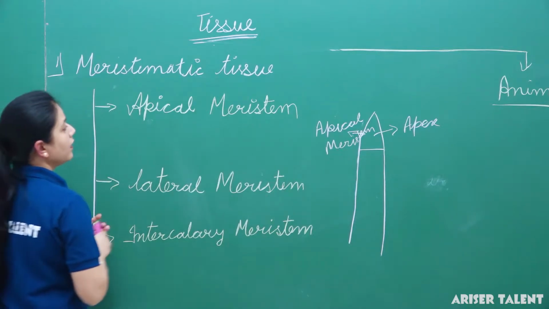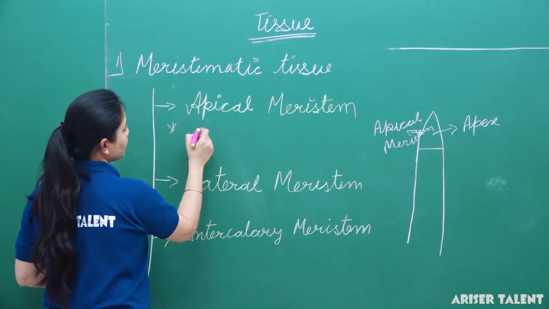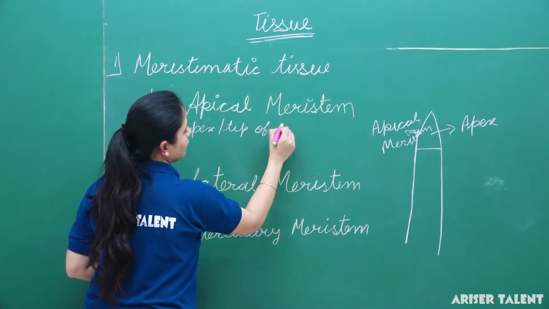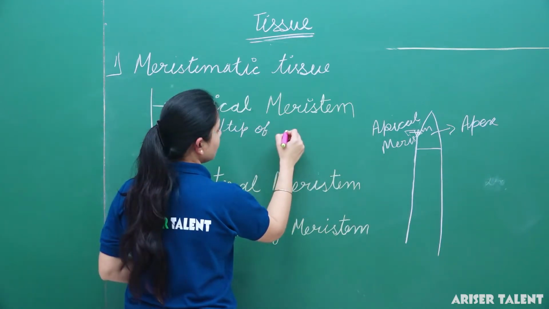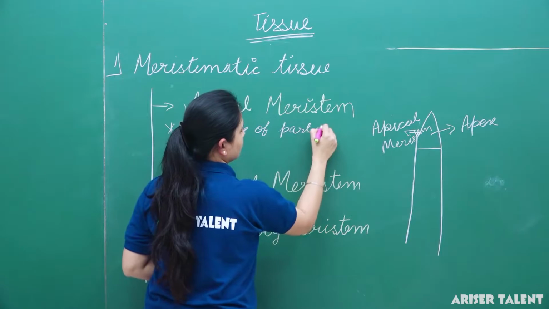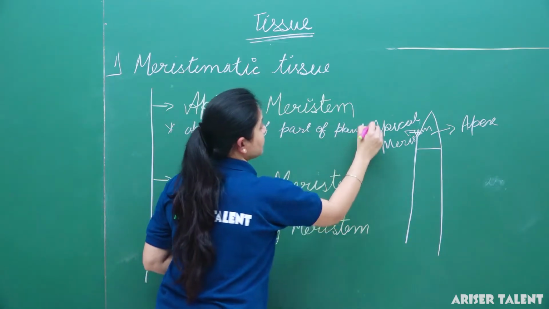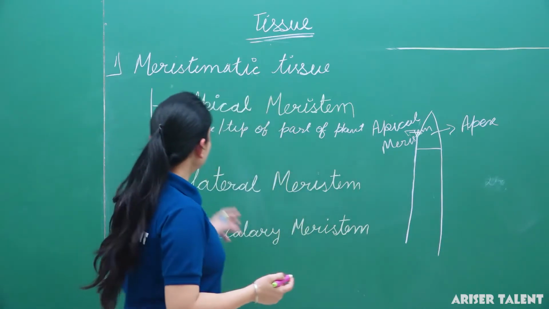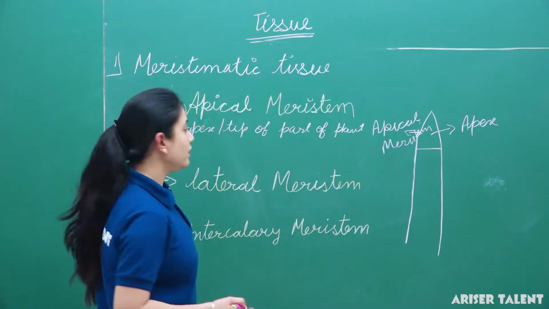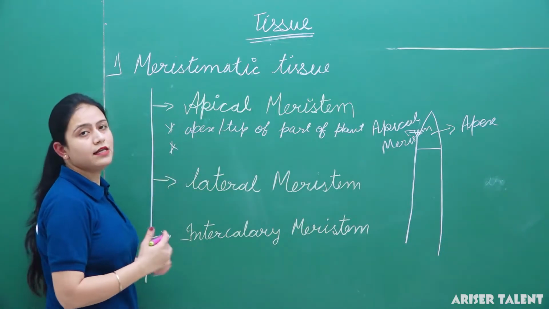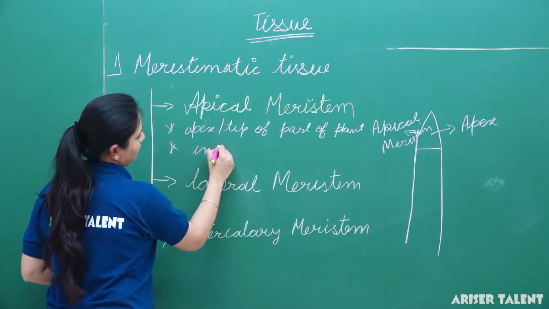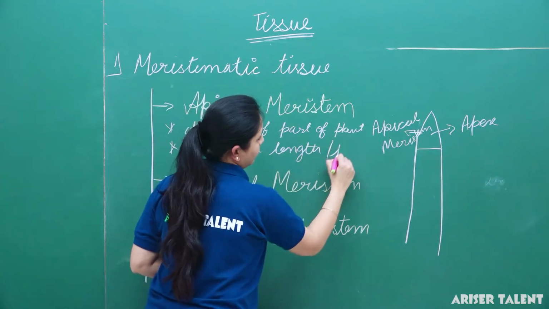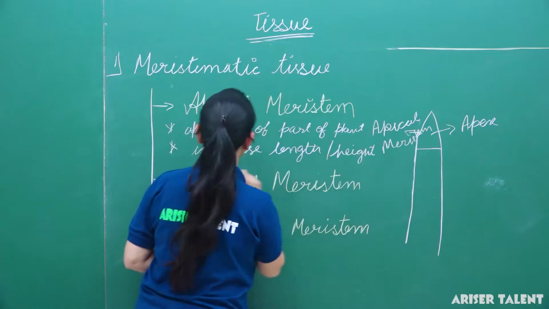So we can say that apical meristem is found in the apex or the tip of the part of the plant. It's not compulsory that it is found only in the shoot. It can be found in the root also, because the root also grows. It increases the length or height of that part. Clear?